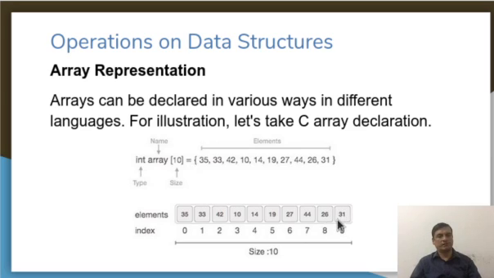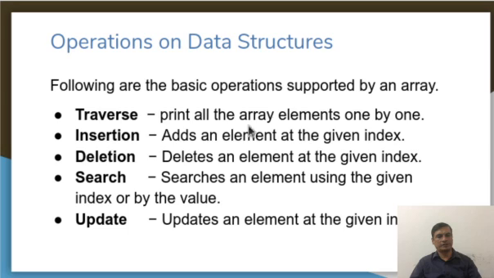So in C language we define it with an integer data type. Array is the name of the array, and 10 is the size of the array. The 10 is specified within the square braces, and the values are defined in curly braces. So here elements at the respective index, say for example at the 4th index 14 is going to be stored. So that is what we mean by array representation.